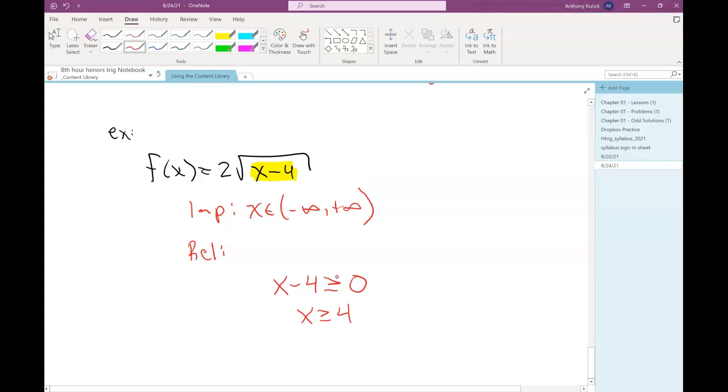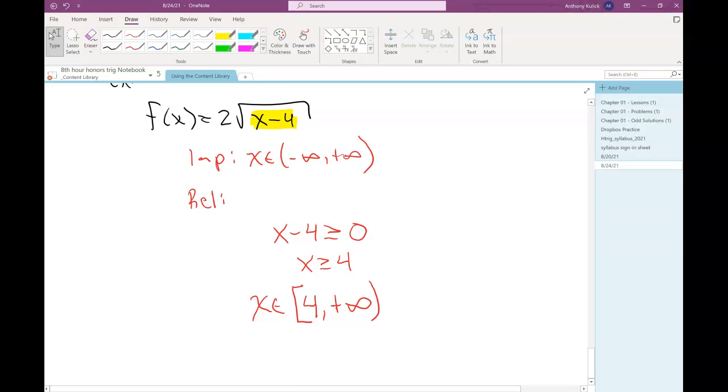And I can represent that inequality using interval notation now. Since this is a domain, I'll say x is a member of. Here we have x is greater than or equal to 4. The lower bound would be 4, and the upper bound would be positive infinity. Infinities always get a parenthesis. And because x is greater than or equal to 4, the 4 gets a bracket. No big deal, right?